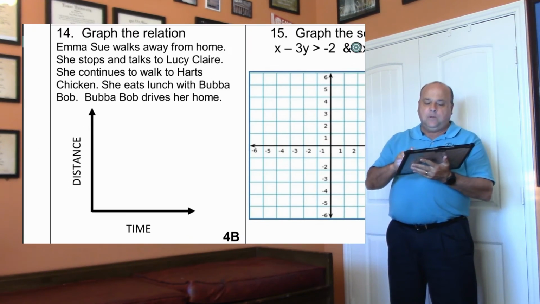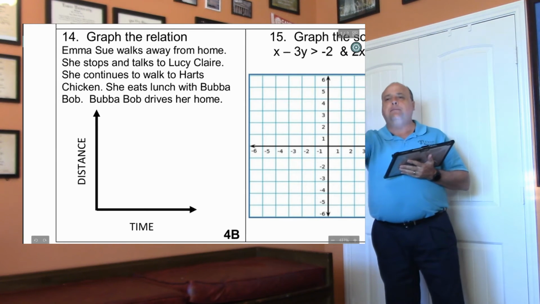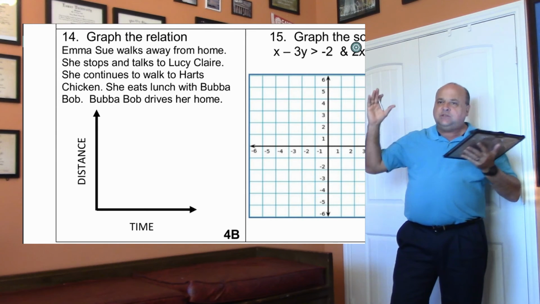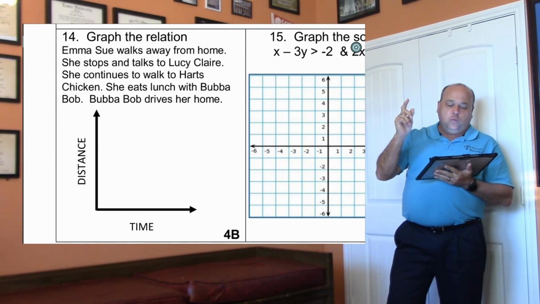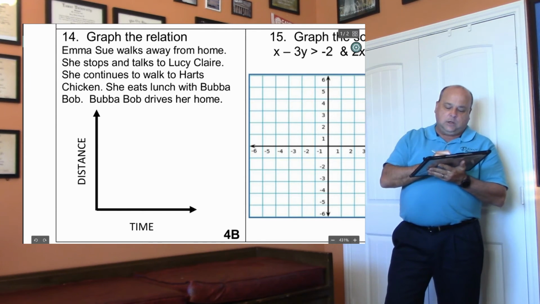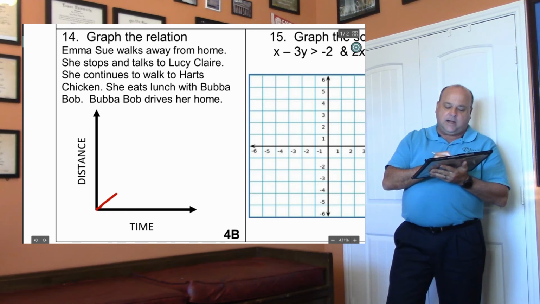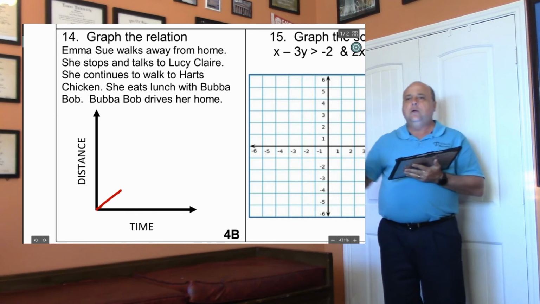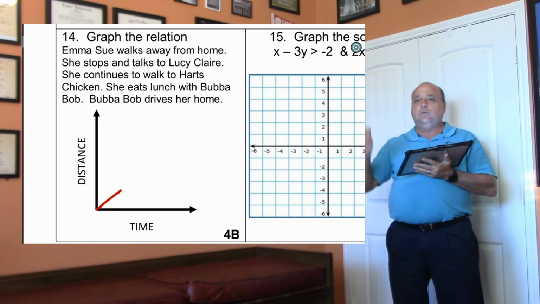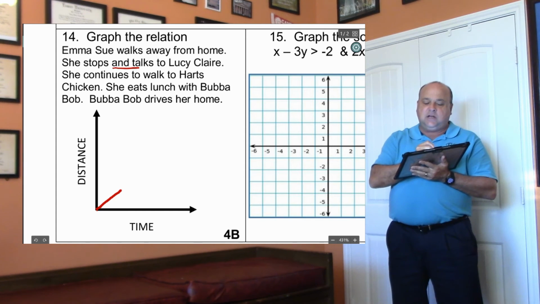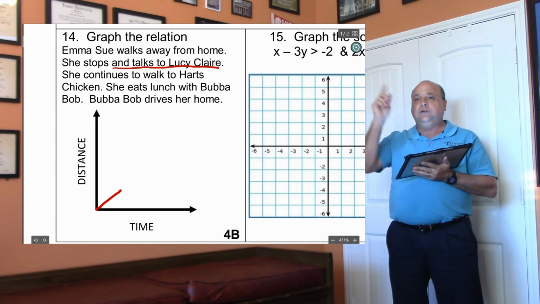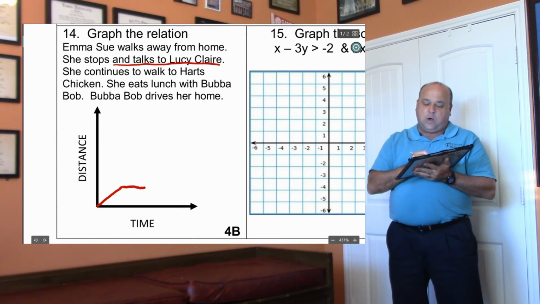Number 14. Okay, on 14, you're drawing a picture of what happens on this. This is graphing a relation, okay? Okay, so Emma Sue walks away from home. She's probably not going to be walking fast, so her line won't be real steep. The steeper the line, the faster she's going. She stops and talks to Lucy Claire. So when she's stopping and talking, she is not walking, is she?